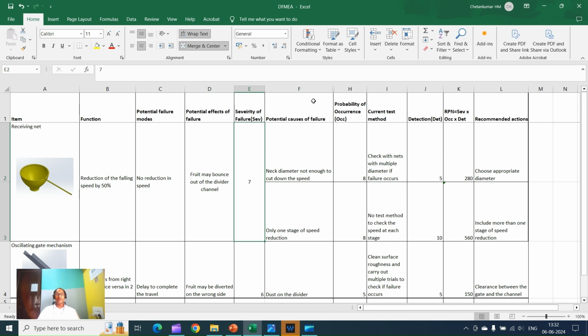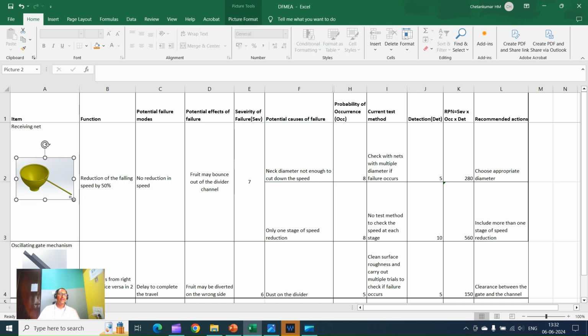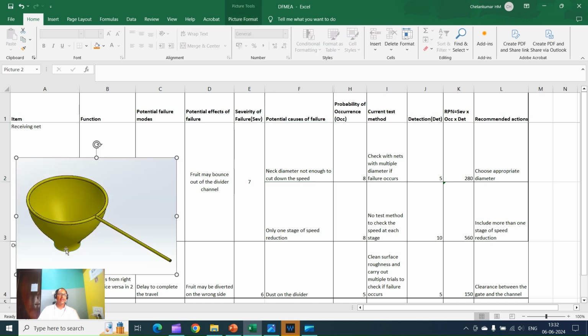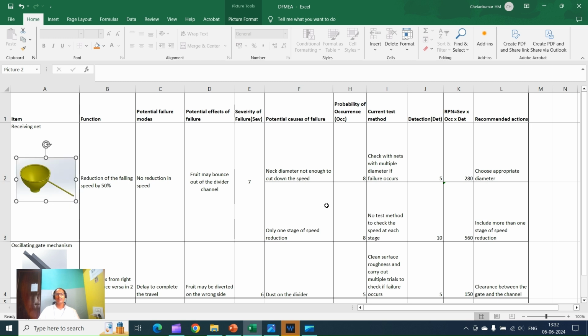Now, moving on to the potential causes of the failure. What could be the potential cause of this particular failure? Okay, why will the speed not get reduced? The engineers have thought that the net diameter is not enough to cut down the speed. It means that when the fruit falls in the net, first it will fall on the surface and then onto the diameter, so it is easily slipping through the diameter. Okay, the probability of occurrence is 8.